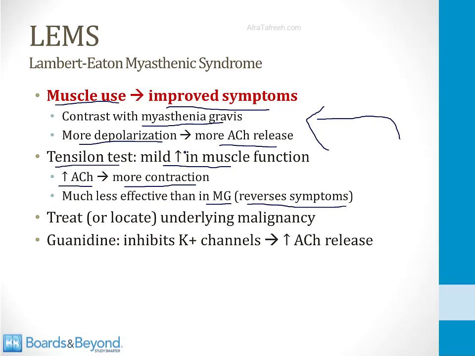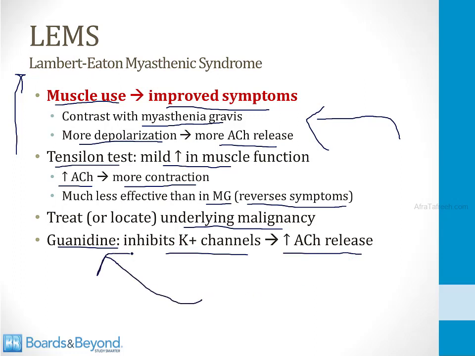The main way to treat Lambert-Eaton is to treat or locate the underlying malignancy. So sometimes patients who have a lung tumor present with this syndrome. What you need to do is image the chest to identify the lung tumor. There is a drug used to treat this. It's called guanidine. It inhibits potassium channels in neurons. So by blocking potassium channels, you make it easier for the calcium to trigger acetylcholine release, and that leads to more acetylcholine release. I think they're unlikely to ask you this on your Step 1. I'm just pointing it out so you know this. The more important thing is to know how to distinguish Lambert-Eaton from myasthenia gravis.